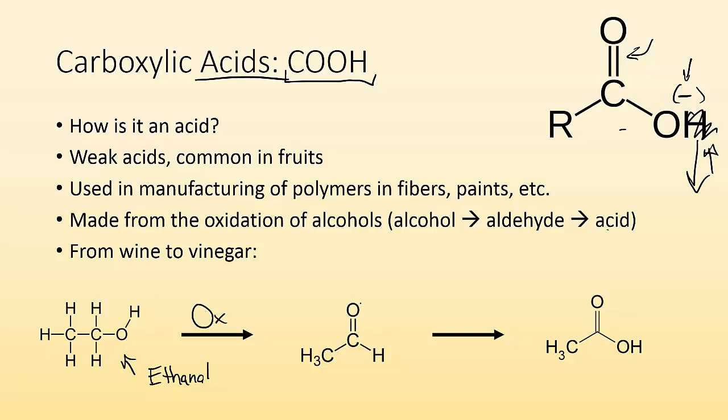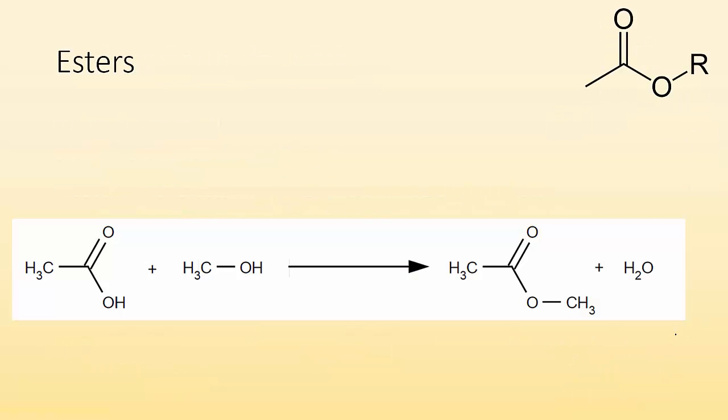You oxidize it and you end up with an aldehyde. And then if you keep going, you end up with an acid, and you end up with acetic acid, which is vinegar, right? So that's how wine can turn into vinegar.